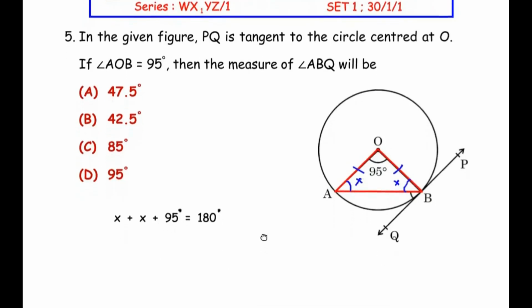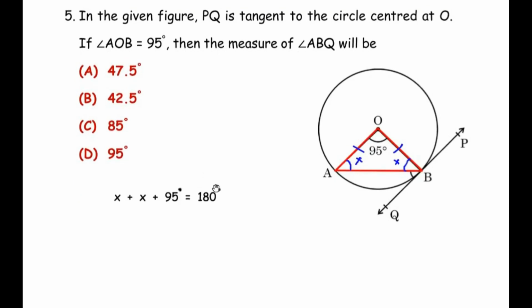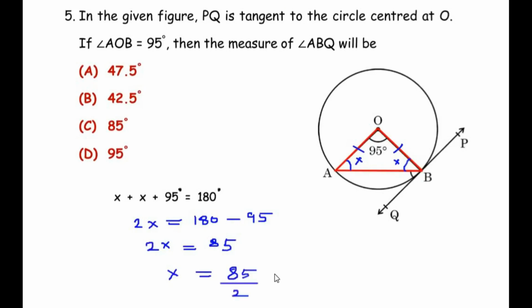Now X plus X gives us 2X, and taking 95 on the other side, 2X is equal to 180 minus 95. Simplifying this, we get 2X equal to 85 degrees, or we can write X equal to 85 divided by 2, which is equal to 42.5. So the value of X is 42.5 degrees. That is the small angle.